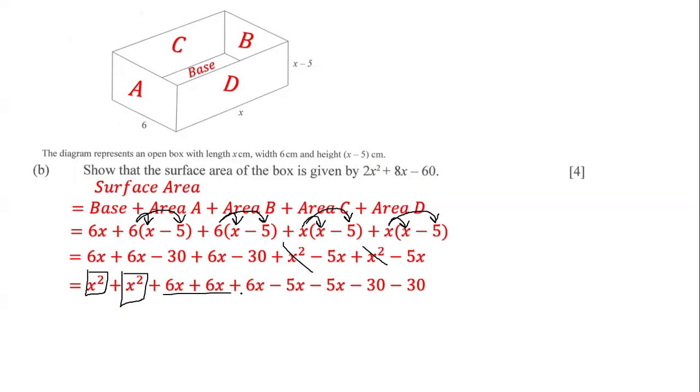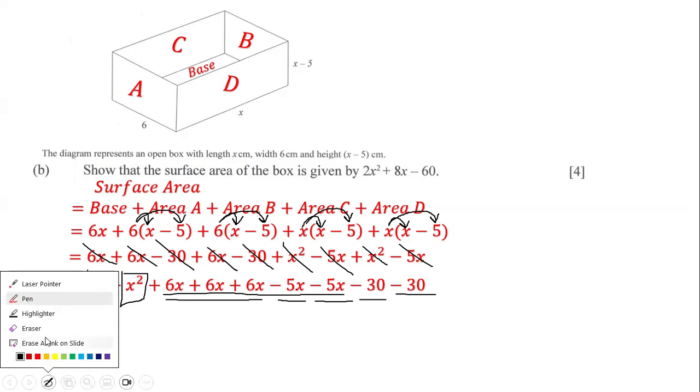Now we're going to deal with all of the x's. All of these are terms which just have x in them. So 6x, 6x, and 6x. That's where these three 6x's come from. Then we have negative 5x, and another negative 5x as well. And then we have negative 30, and negative 30 as well.